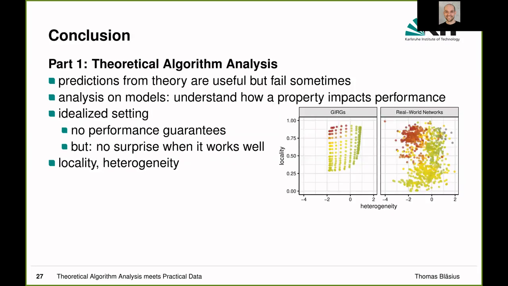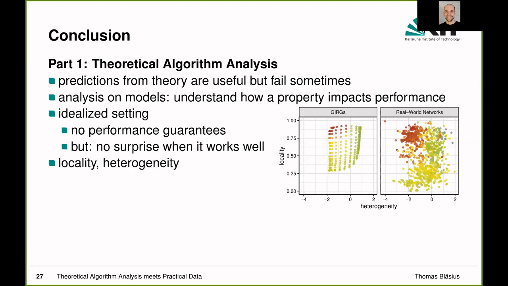Okay, so let me conclude. I had basically two parts today in this talk. The first part was about theoretical algorithm analysis, and there I showed you that the predictions you get from theoretical analysis sometimes fail, and that you might be able to fix this by making a more realistic algorithm analysis by doing it on random network models with varying properties. These random network models then provide you with an idealized setting where you can study the behavior of algorithms depending on certain properties. In particular, I showed you this for the example of the bidirectional search with respect to locality and heterogeneity.